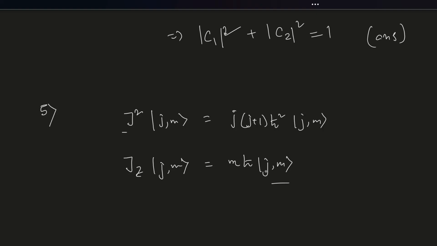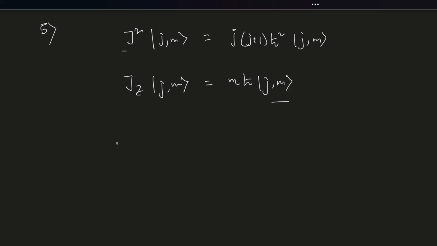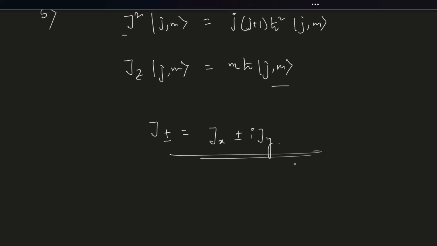So these are the two eigenvalue relations. Now there is the mention about J plus minus, right? J plus minus expression is that it is Jx plus minus I Jy. This is the form.